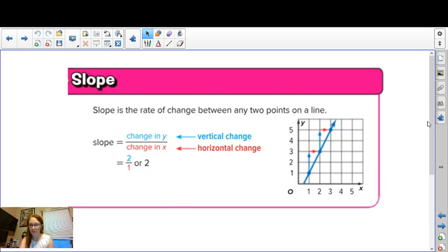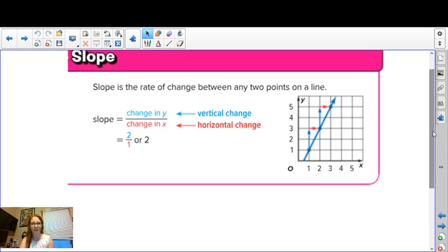So for example, let's take a look at this graph right here. Oh, good golly gosh, hold on. They both wanted to go out.